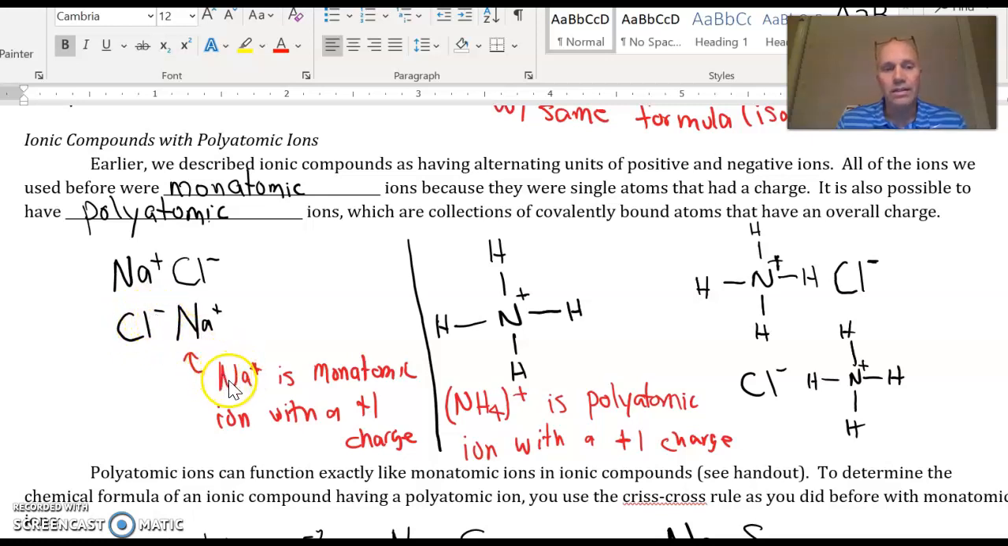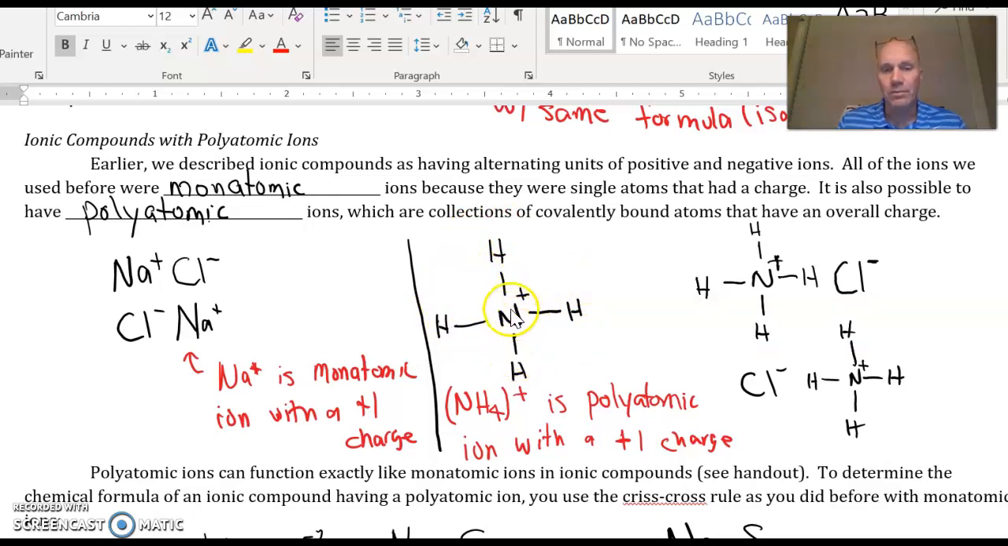And the reason that we call these monatomic ions is if you look at the individual ions, notice that each is just an individual atom, whether it be sodium or chloride. But the thing is, it's also possible to have ionic compounds with what are called polyatomic ions. And we introduced polyatomic ions when we were determining formal charge on molecules. A polyatomic ion is actually a covalent molecule that overall has a charge on it.